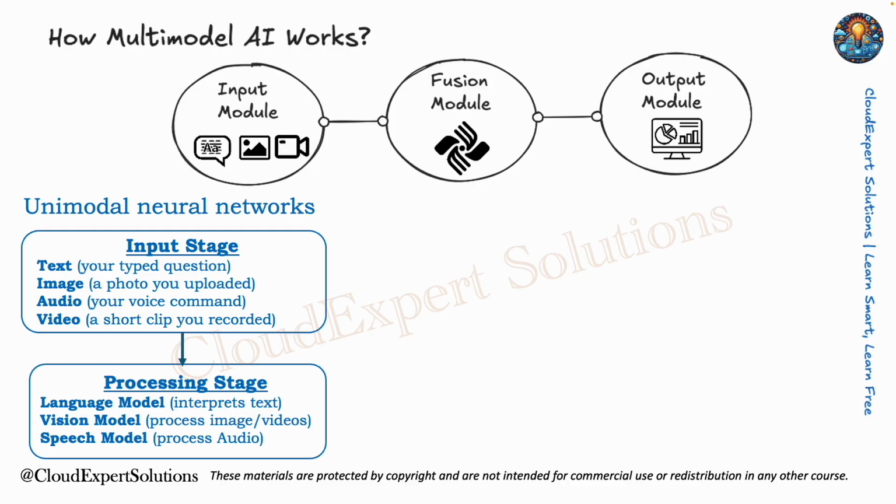The next stage is the processing stage. Under this stage, the model may use different techniques such as natural language processing or computer vision depending on the specific modality. For example, when processing text data, the input module may use techniques such as tokenization, stemming, and part of speech tagging to extract meaningful information from the text.